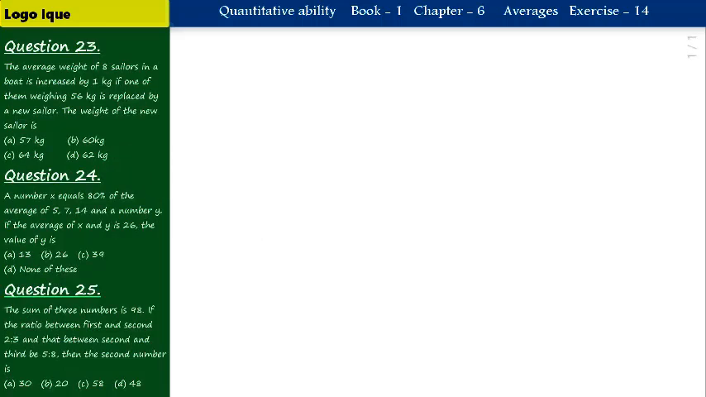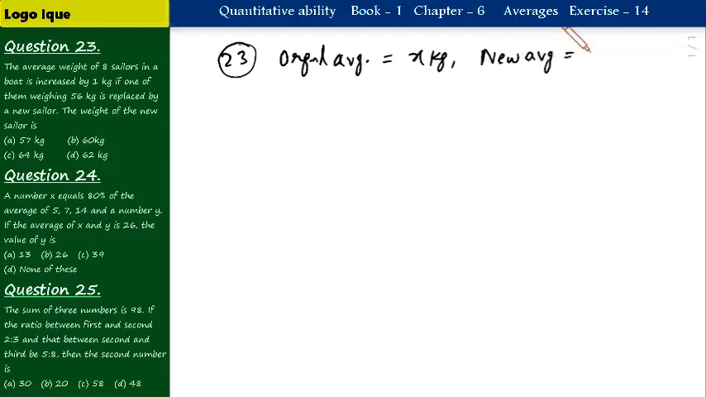Now question number 23. It is similar to question number 22. It says the average weight of 8 sailors in a boat is increased by 1 kg. Let's assume the original average is equal to x kg. The new average is equal to x plus 1 kg.